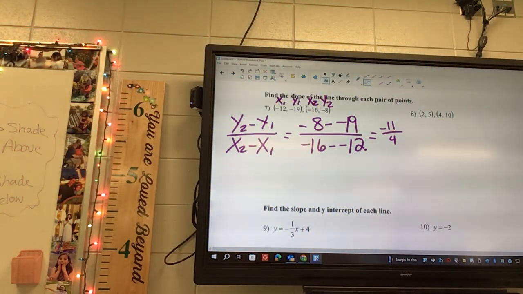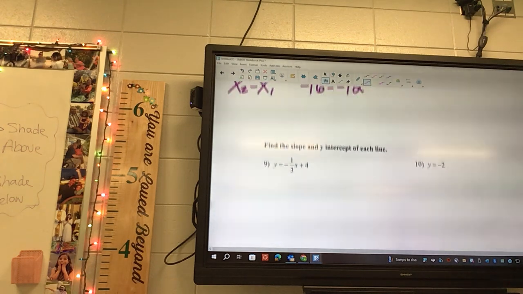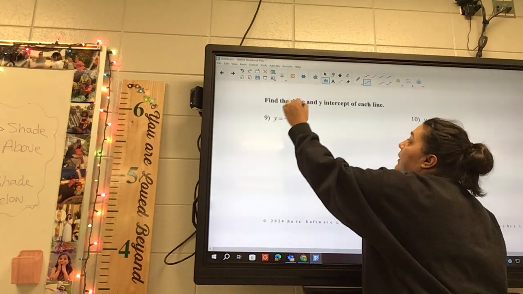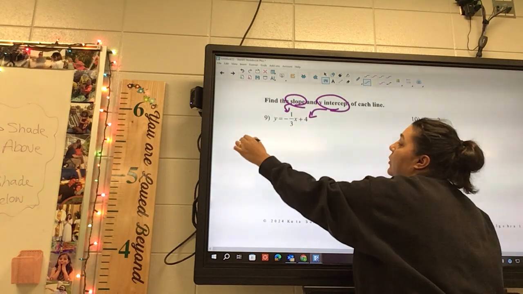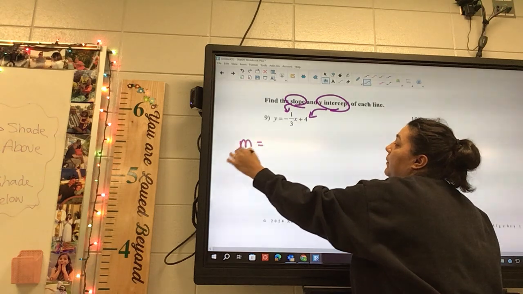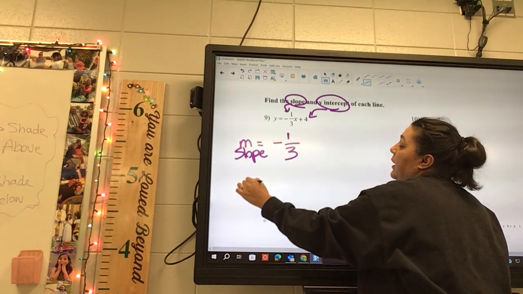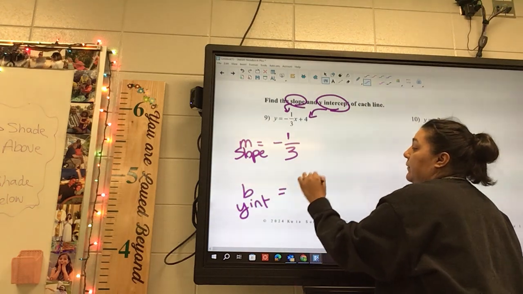Okay, number 9. It says find the slope and the y-intercept. Which one is the slope? Negative 1 over 3. Yeah, the slope is going to be this one, whatever's by the x. The y-intercept is this one. So my m, or my slope, is negative 1 over 3. My b, or my y-intercept, is 4.